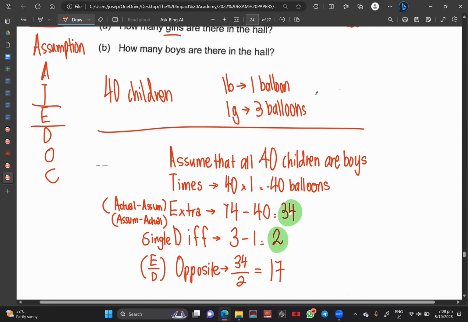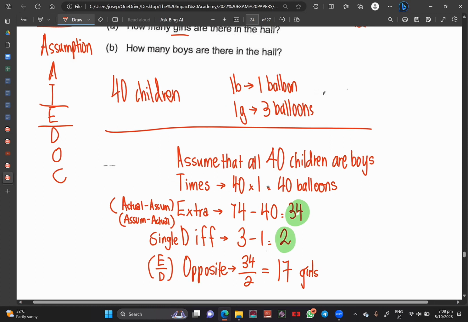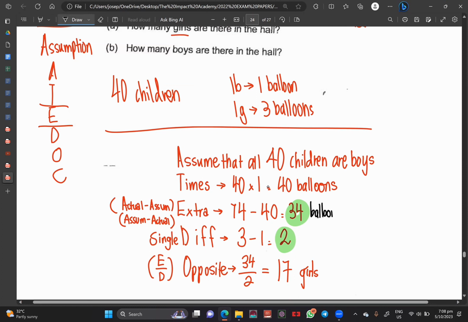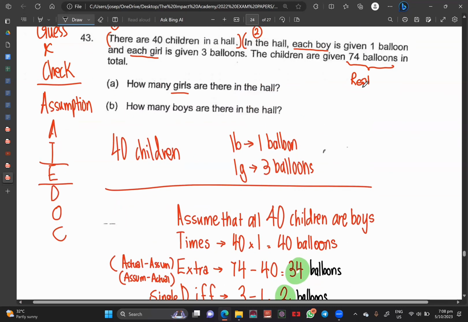Now my question to you is 17 what? 17 boys or 17 balloons? Definitely 17 girls. Alright, now why is it 17 girls? Because you see, this is 34 what? Balloons. You all understand so far? Alright, and then this is what? 2 balloons. Am I making sense here? So when I do 34 divided by 2, what happens is this. You see, balloons and balloons is over here, right? When I divide, I cancel away the balloons. Am I making sense here? And I get to 17 girls. Agree or disagree? Okay, so therefore, my answer for this has to be 17.